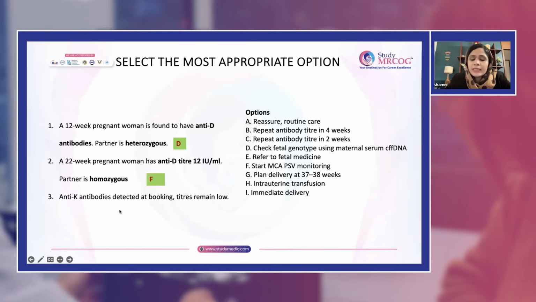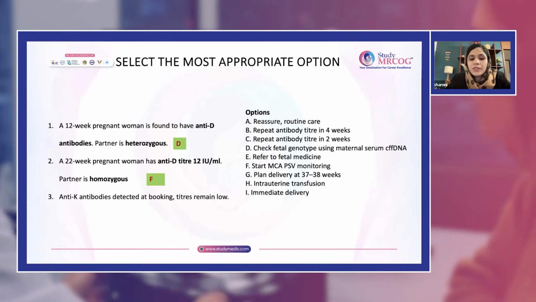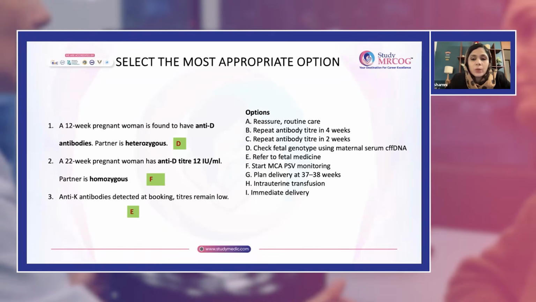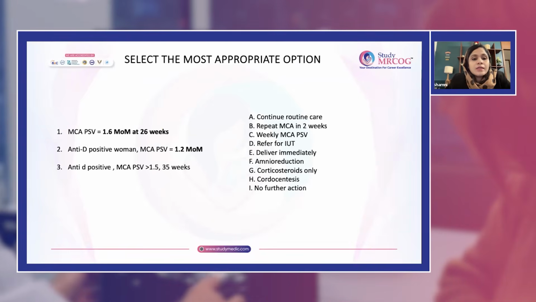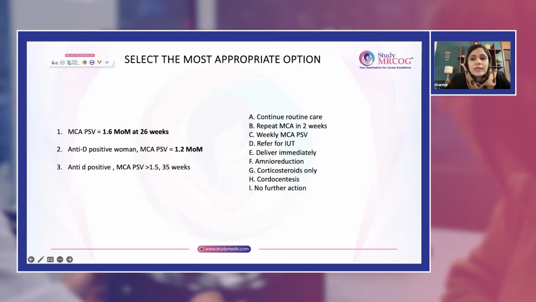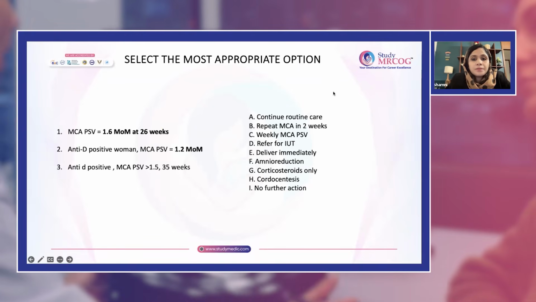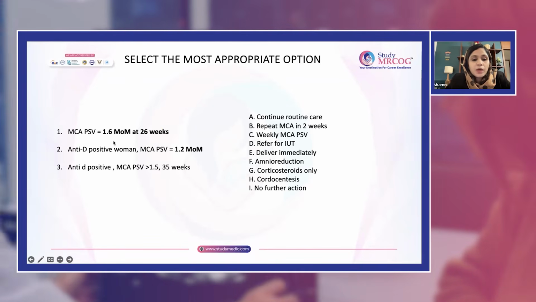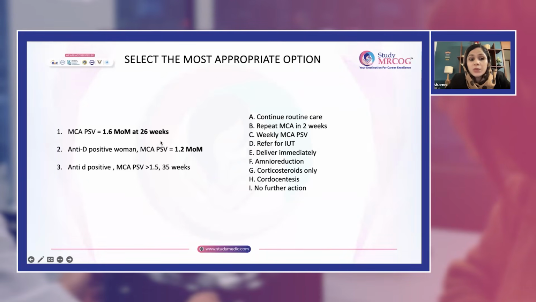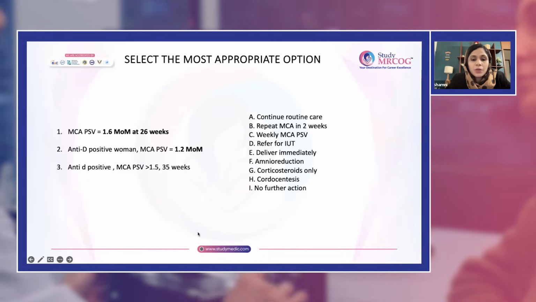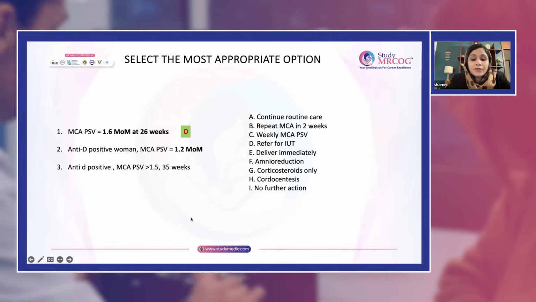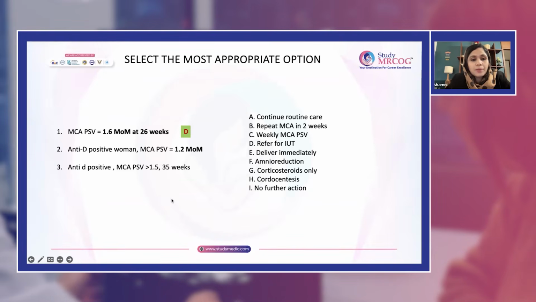Anti-K antibodies detected at booking? Yes, you have to refer to fetal medicine, even if the titer is low. Next question. Select the most appropriate option. MCA-PSV is 1.6 MoM at 26 weeks. That means it is high. So what do you have to do? We have to refer for intrauterine transfusion.